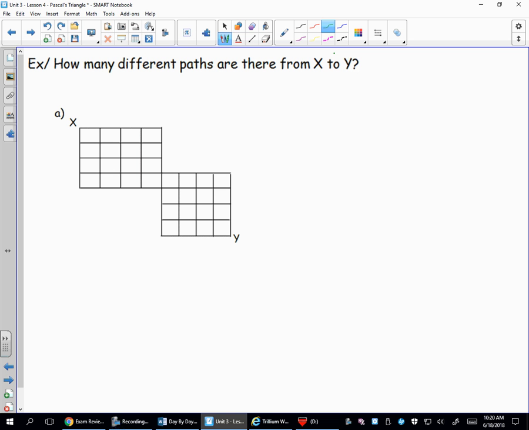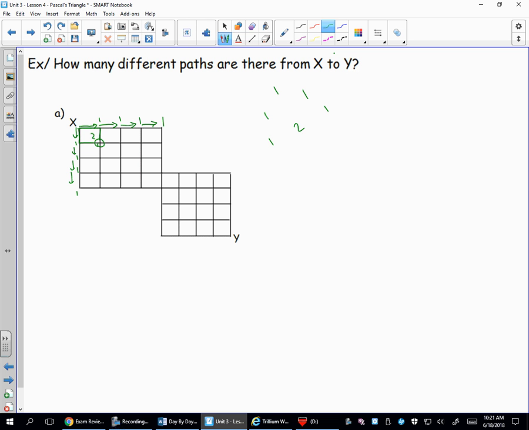Well, to get from X to Y, I have to walk along the streets. There's one way to get to that corner, and there's one way to get to this corner. If I keep walking along this street, there's one way, and one way, and one way. And same thing if I go down here. But to get to the corners in the middle, the interior blocks, I have choices. I could have walked across and down, or down and across. In other words, I have two choices. Well, on the diagonal, does that not look like Pascal's triangle now?